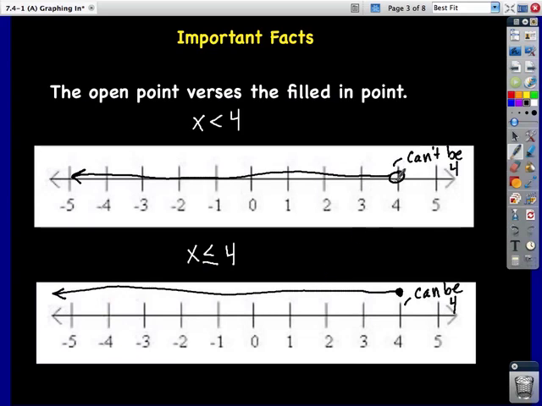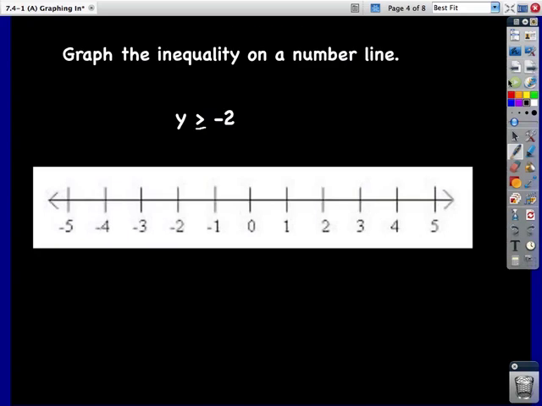So what was the big point here? Open circle means it can't be that number. Closed circle means it can. Here are a few more examples. If I was to complete this problem, this says y is greater than or equal to -2. So I have to find -2.